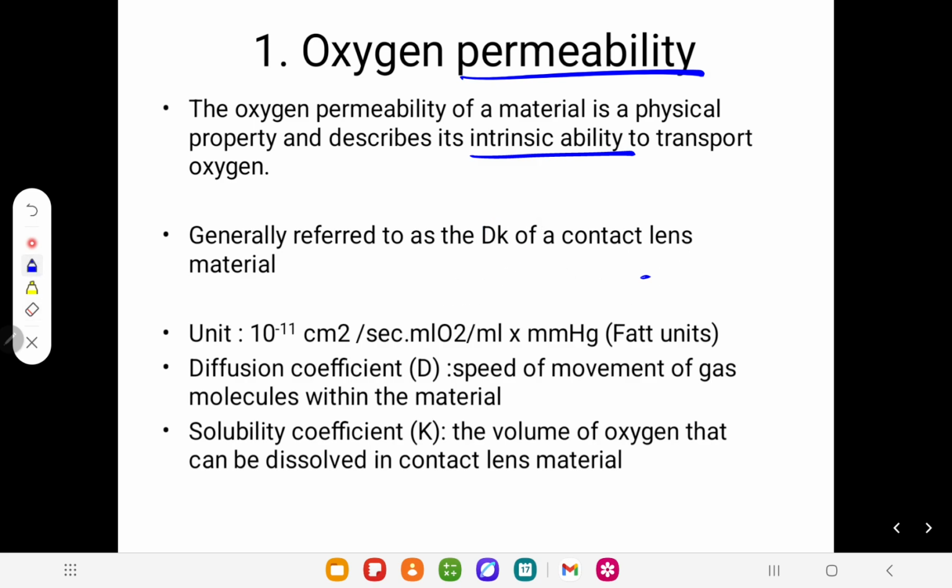I'm going to discuss it further. So always remember this unit. I'll definitely talk about it, but one thing you have to remember is 10 to the power minus 11. When you see 10 to the power minus 11, it's definitely the barrer unit. It's definitely the unit of Dk. When you see 10 to the power minus 9, it's definitely Dk by t, the oxygen transmissibility. And 10 to the power minus 11 is oxygen permeability.